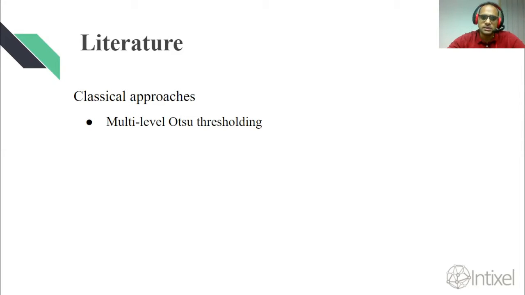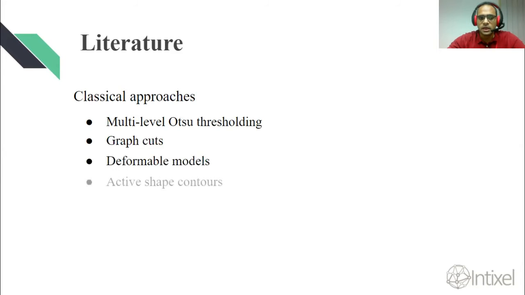However, the issue with this approach is that when the size of the object of interest compared to the background area is small, it fails. And this is actually present in our case, since in cardiac MRI images, the area of the heart compared to the background area is quite insignificant. Also, some other approaches like graph cuts, deformable models, and active shape contours have been proposed.